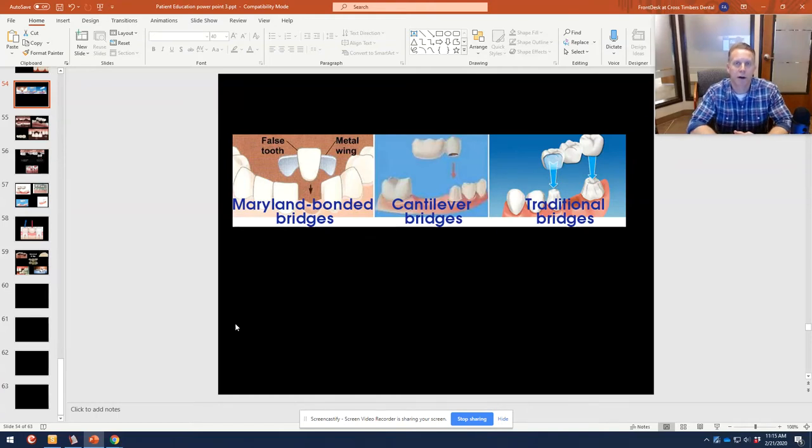This video is going to talk about dental bridges and the different kinds of dental bridges. As you can see on this first slide, there's basically three different types of bridges. We have the traditional bridge, which is what we typically do. We call this a three-unit bridge, and it fits over a tooth in the front and a tooth in the back to support the fake tooth in the middle.